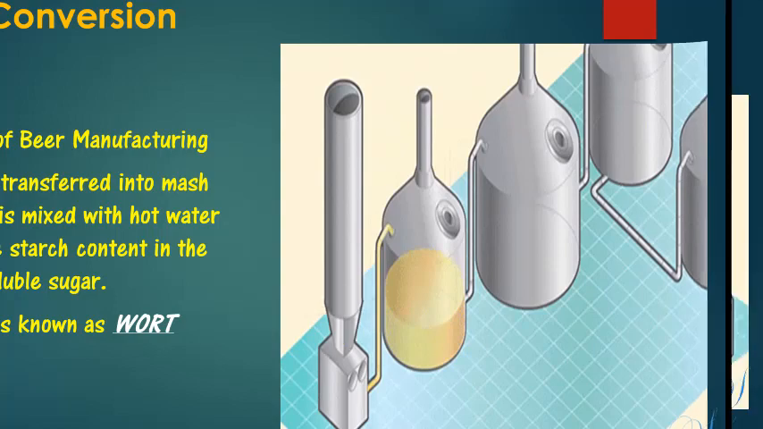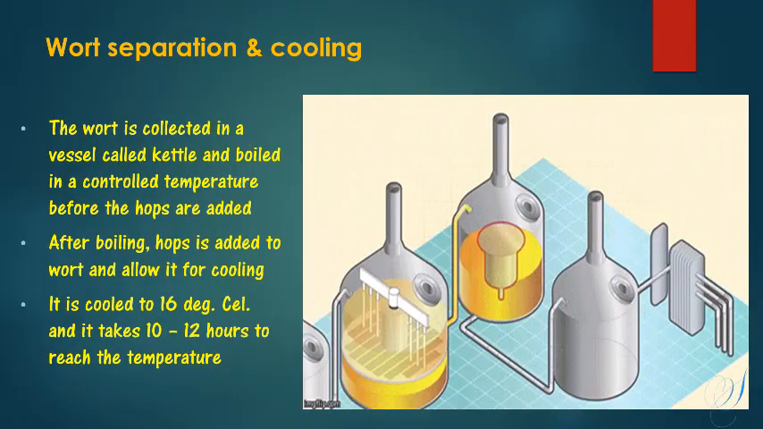In the next process, the wort is transferred to a vessel called a kettle. In this vessel, the wort is allowed to boil at a controlled temperature and then the flavoring agent hops is added to it. It is then cooled to 16 degrees Celsius. This process will take around 10 to 12 hours to complete.